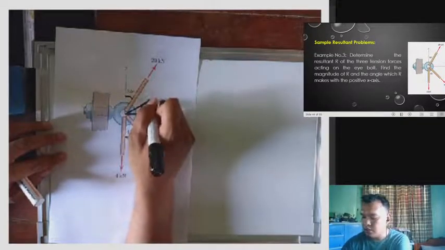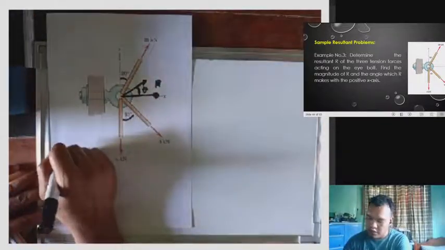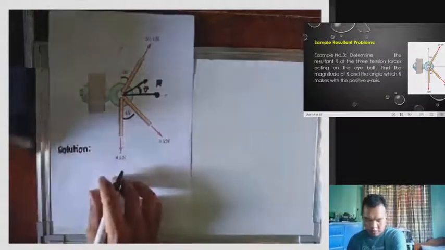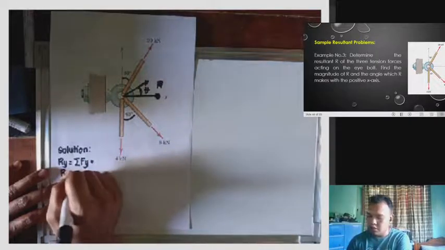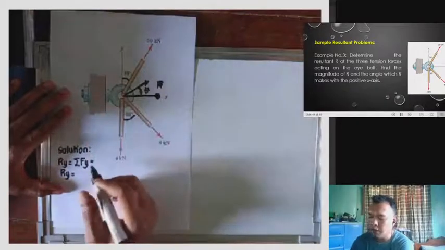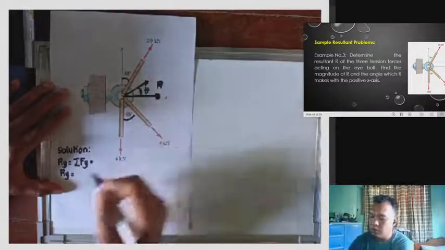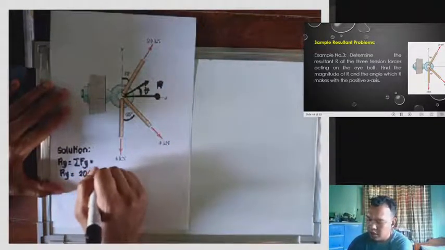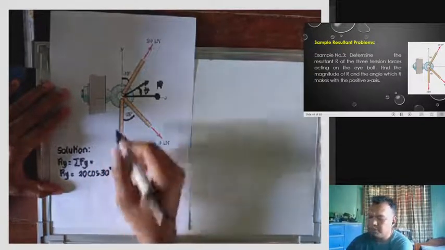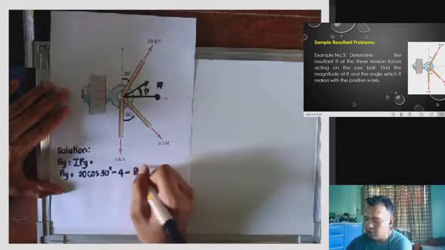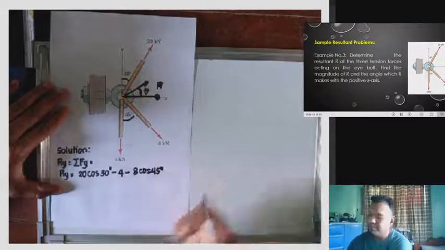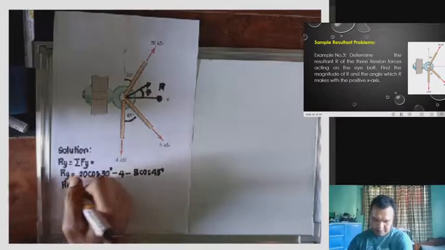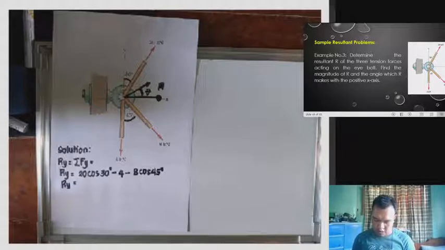So, we are asked to find the resultant. To get the resultant, we take the summation of forces vertical and the summation of forces horizontal. Okay, solution. We have here Ry is equivalent to summation forces Y. This means Ry is summation forces Y. So, all the vertical ones. I'll say upward is positive and downward is negative. So, upward is this, and downward is this. So, we have here 20 cosine 30 degrees minus downward, which is 4 kilonewton, minus 8 kilonewton cosine 45 degrees. Cosine 45 degrees. So, Ry is equivalent to 20 cosine 30 minus 4 minus 8 cosine 45.